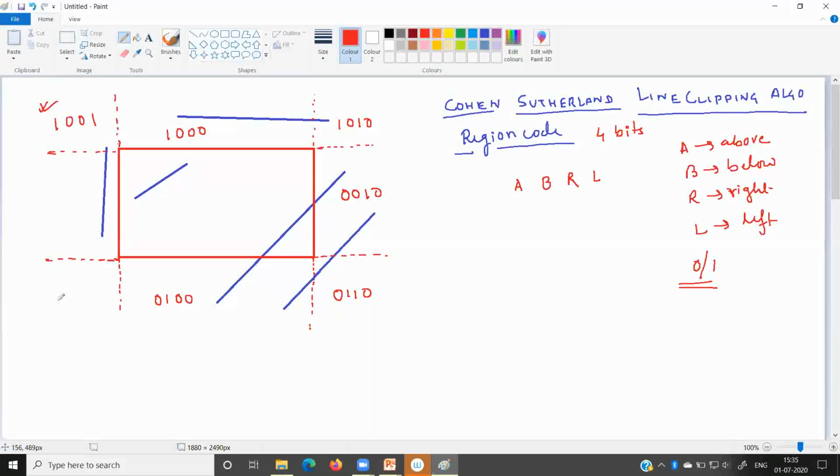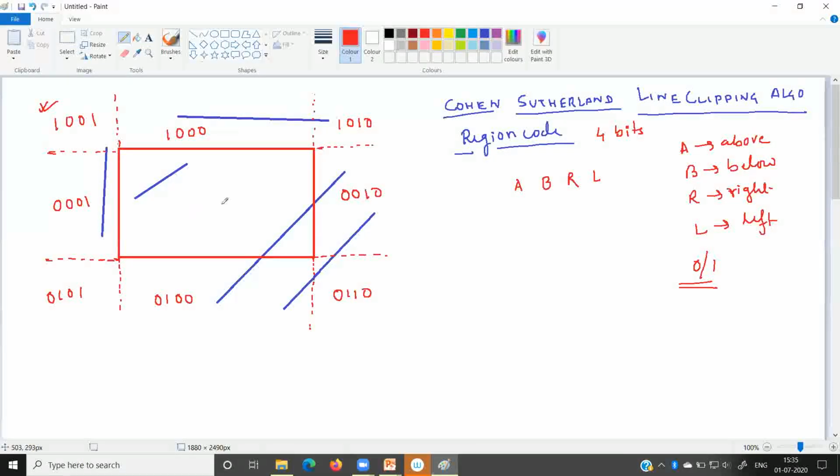Okay. For this particular region, it is left side and below. So this region belongs to the left and below side of the clip window. So the L and B bits will be 1 and the rest of the bits will be 0. So it will be 0, 1, 0, 1. Okay. And the last one, this particular region, belongs only to the left side of the clip window. So for this region, the region code will be 0, 0, 0, 1.